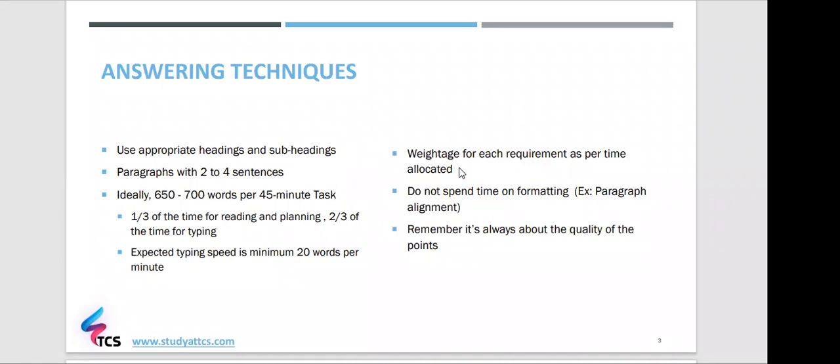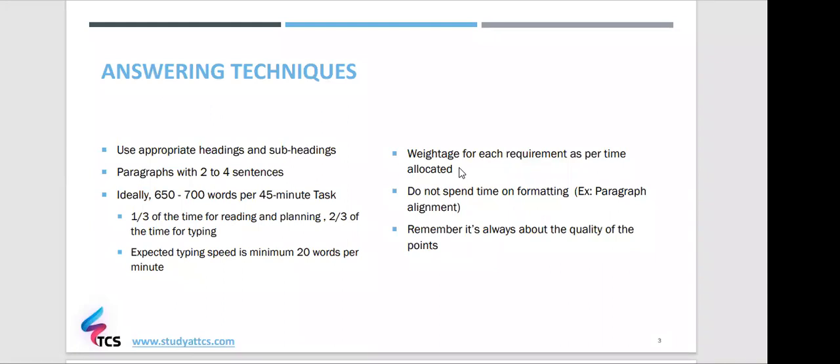Weightage for each requirement as per time allocated. Yes. So under each and every question or under each and every subtask, you'd see a weightage, a 50% weightage, a 20% weightage, 33% likewise. So this weightage gives you an indication about how many marks are allocated.